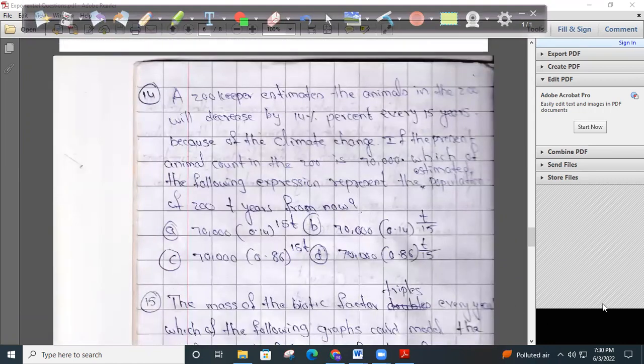14th question. I'm giving you only 1 minute. Let me see. Sorry, I'll give you 2 minutes. Let me see how many of you can solve. Start. 14th question.